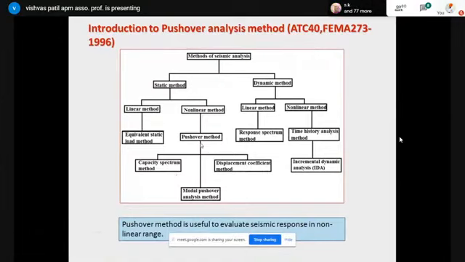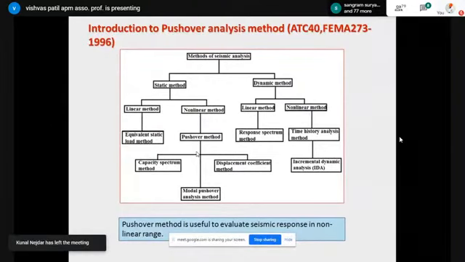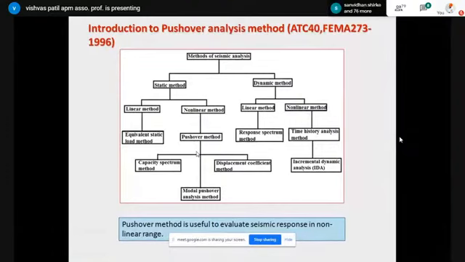But again, there is a limitation. The modal pushover analysis accounts for the response in the higher modes, no doubt, but there should not be torsion. A torsionally stiff building should be there. A torsional mode is not acceptable. So again, this method has a limitation with respect to torsional response.